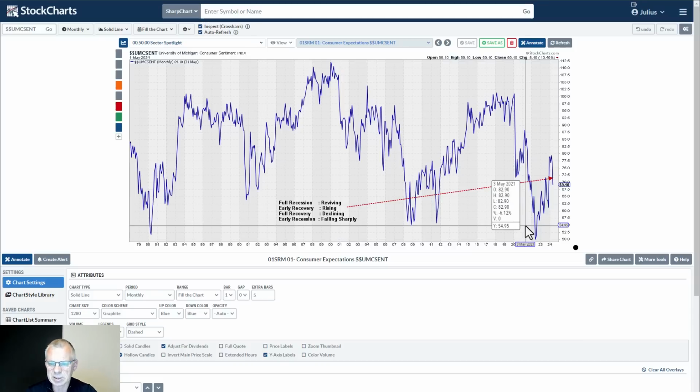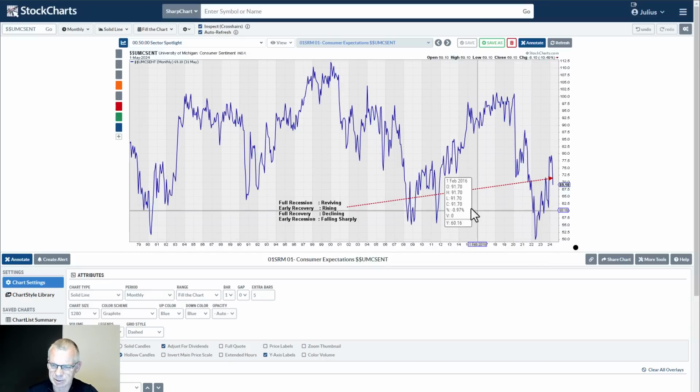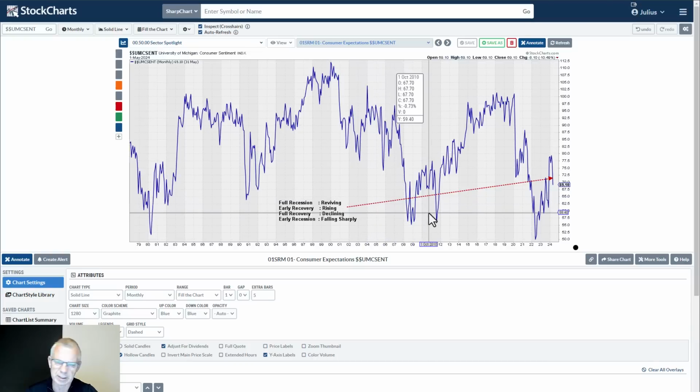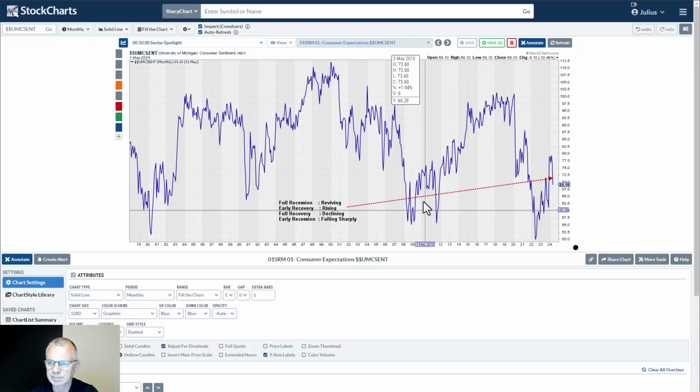So I'm going to put this as reviving or rising, probably more like reviving, which would put it in a full recession, which is the first part of the sector rotation model. But it's a sine wave. It continues back and forth. So this one would be for me full recession, maybe early recovery, but probably a full recession.